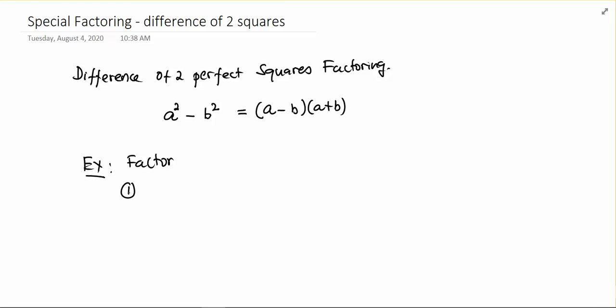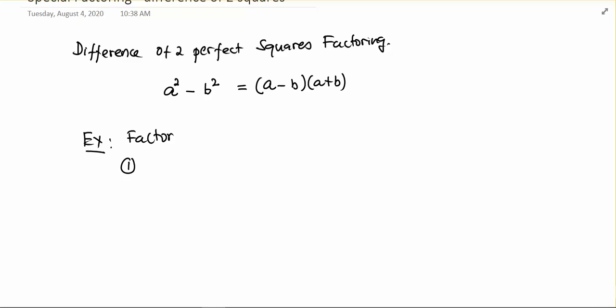So for example, let's say we wanted to factor x squared minus 100. These words are really important. It's got to be two perfect squares, and it's got to be the difference. So all those ingredients have got to be there. So we have two terms, and each of these is a perfect square. In other words, this is x times x, and this is 10 times 10.